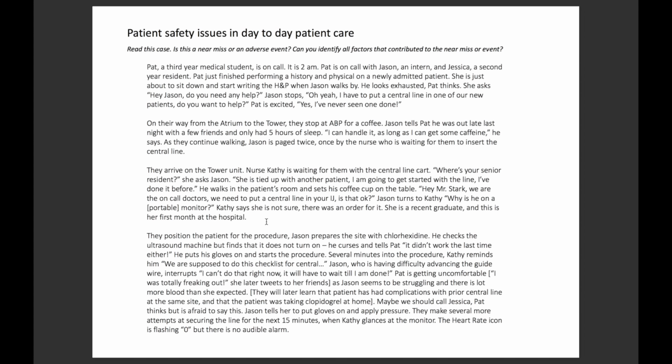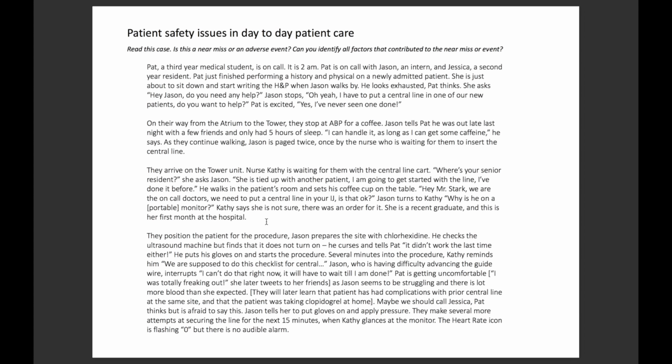On their way from the atrium to the tower, they stop at ABP for a coffee. Jason tells Pat he was out late last night with a few friends and only had 5 hours of sleep. "I can handle it as long as I get some caffeine," he says. As they continue walking, Jason is paged twice, once by the nurse who's waiting for them to insert the line. They arrive on the tower unit. Nurse Kathy is waiting for them with a central line cart. "Where's your senior resident?" she asks Jason. "She's tied up with another patient. I'm going to get started with the line. I've done it before." He walks in the patient's room and sets his coffee cup on the table.